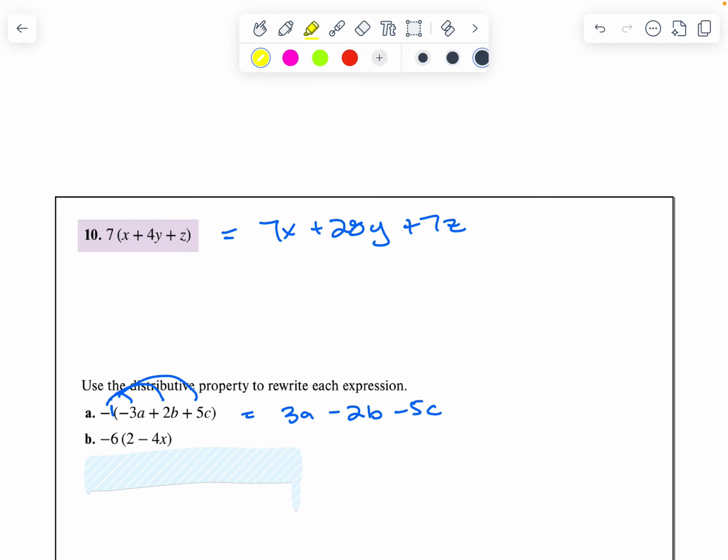Negative times negative makes a positive, negative times a positive makes a negative. And that final one, we're distributing a negative 6 to everything. Negative 6 times 2, negative 6 times negative 4. This is what you should end up with. It's important that if there is a negative with this, that it goes to everything as well. The negative 6, not just 6 to everything, but negative 6 to everything.